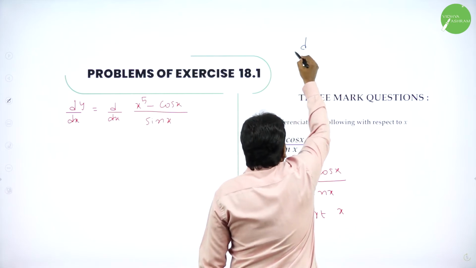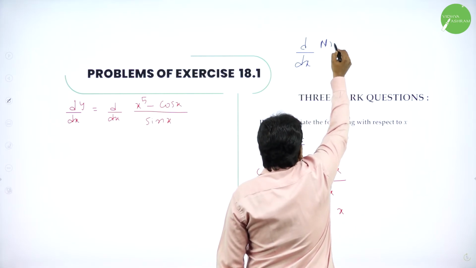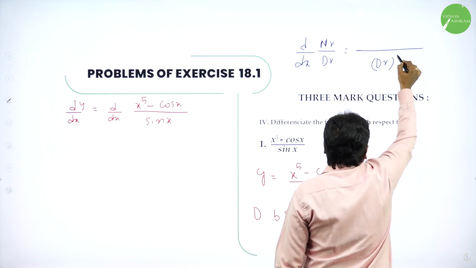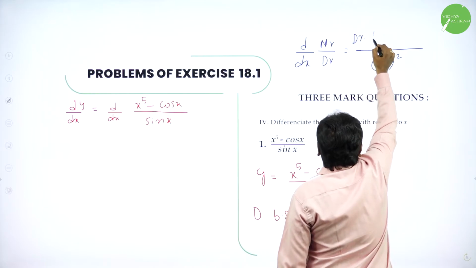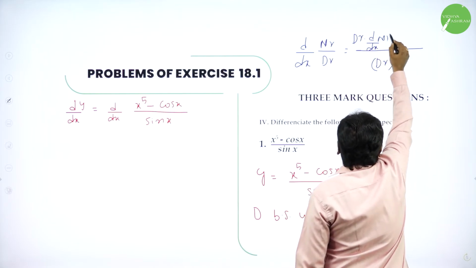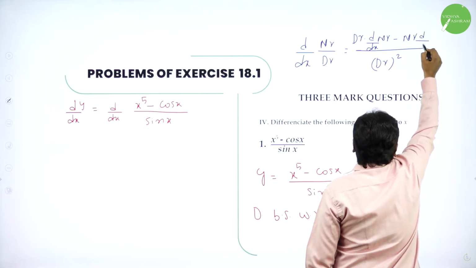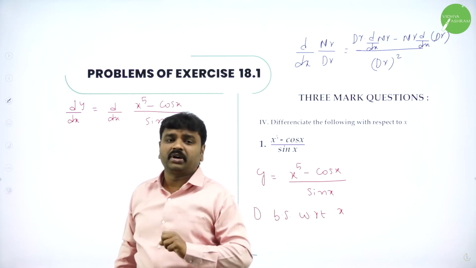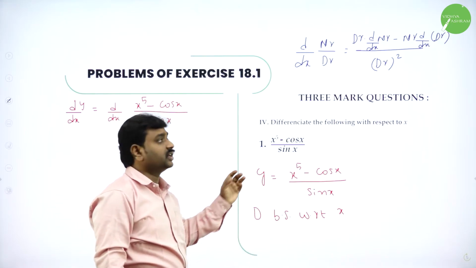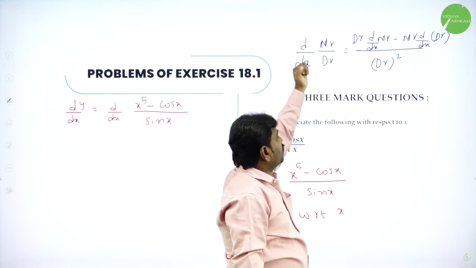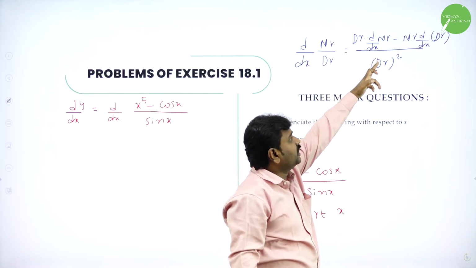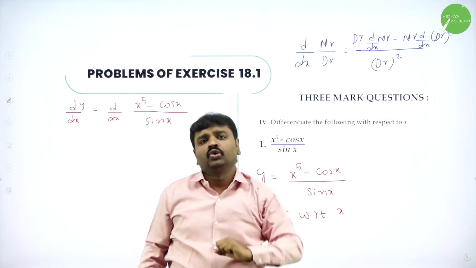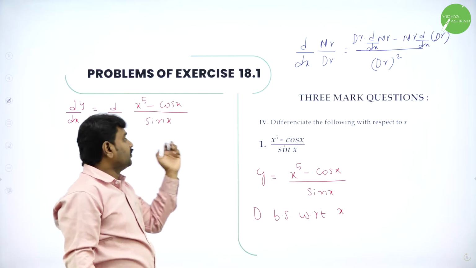What is quotient rule? D by dx of numerator by denominator is denominator the whole square in the denominator, and in numerator, denominator into derivative of numerator minus numerator into d by dx of denominator. So we call this as what? Quotient rule. I asked you people to become thorough with the rules, then you should start differentiating. What is quotient rule? D by dx of numerator by denominator is denominator into derivative of numerator minus numerator into derivative of denominator by denominator the whole square. Please become thorough with the formula. We will apply the same thing here.